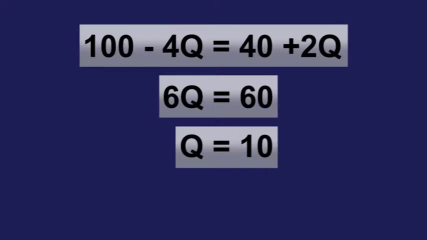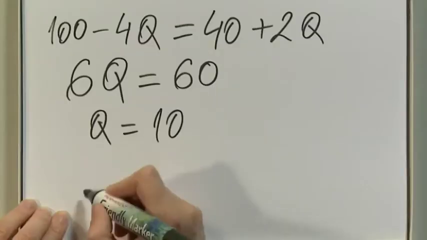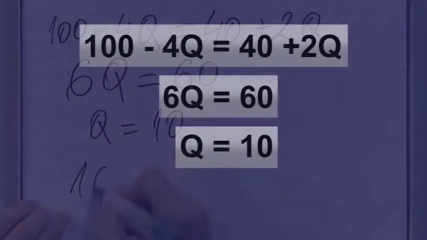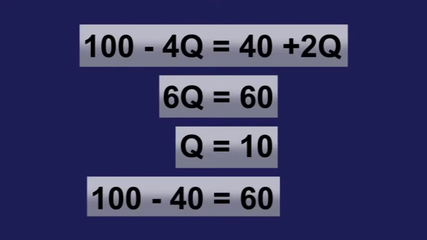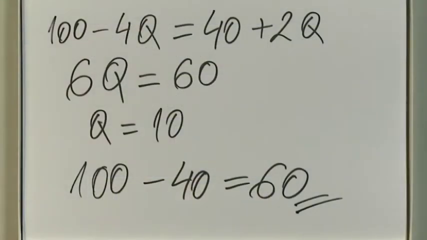And how do we find the price now? Well, very easily. We substitute in any of the equations. So we choose one and we have 100 less 40 equals 60. Which gives us the equilibrium price.